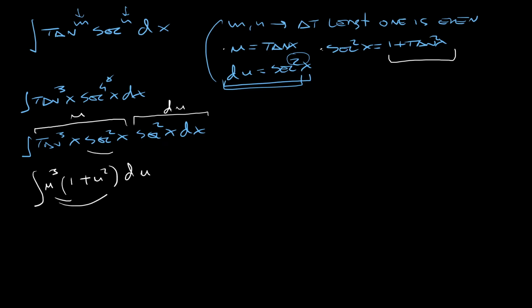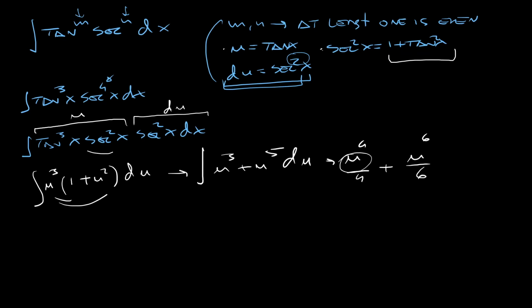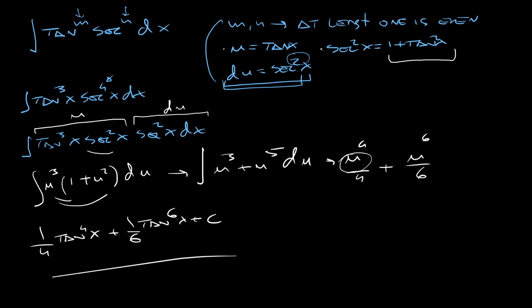So if we expand the terms, we get u^3 plus u^5. Remember, it's the same base, you add the exponents. So u^3, u^5, and then it's the same old, so 1 divided by 4, and the other one is u^6 divided by 6. Now we just need to change the terms back to tan. And we get that the final result is 1 divided by 4 tan^4 x plus 1 divided by 6 tan^6 x plus c. This is your final answer.